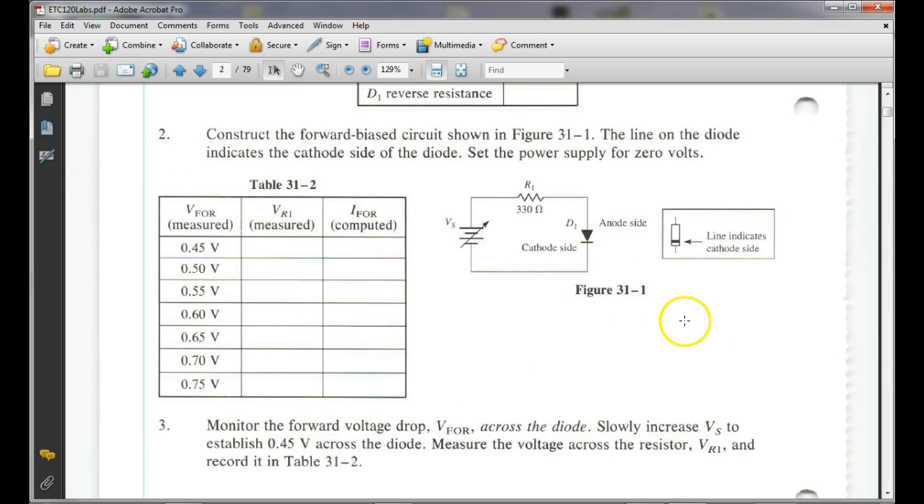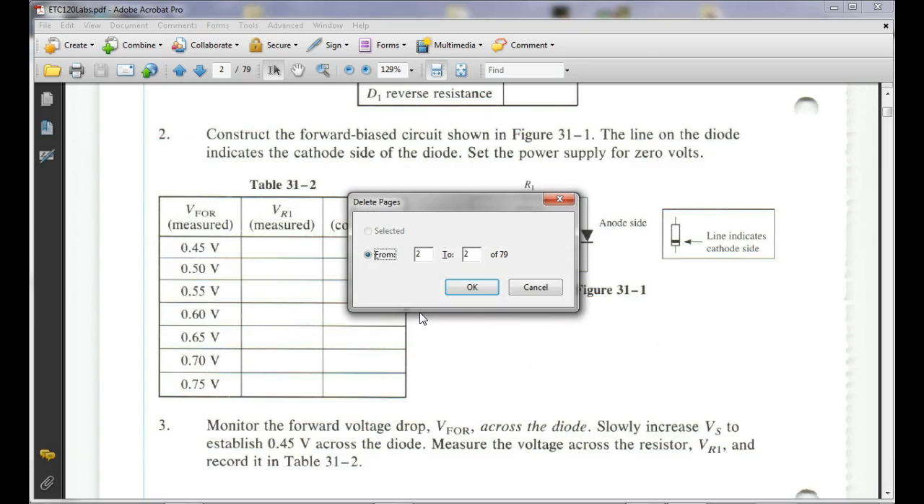Now this is where we run into problems. If I can remember how to do this. Nope, that wasn't it.